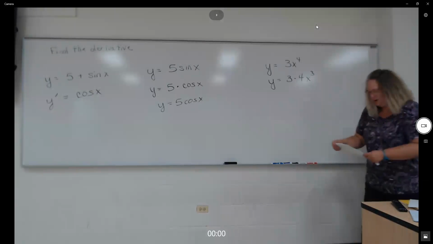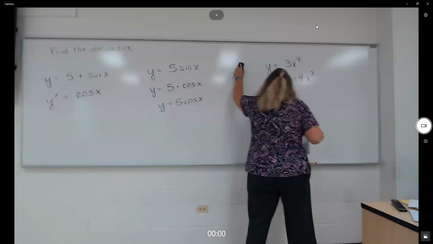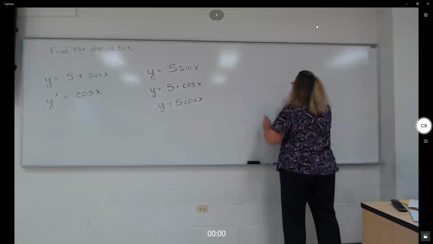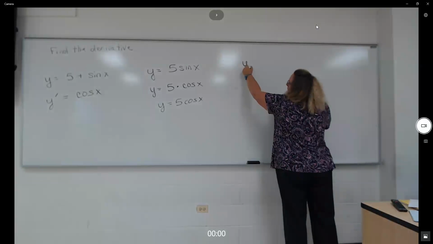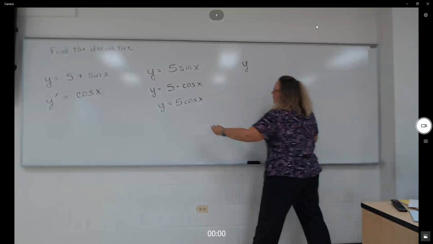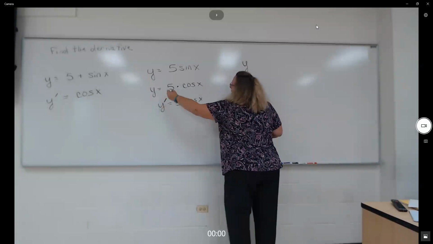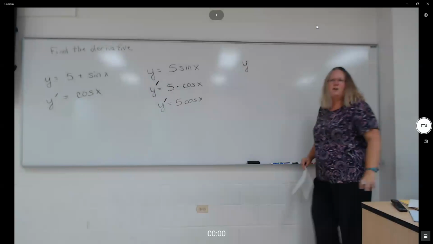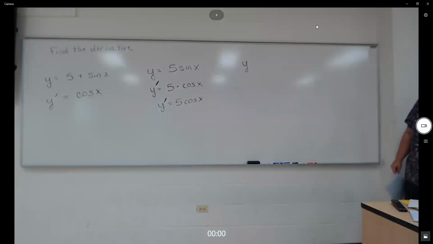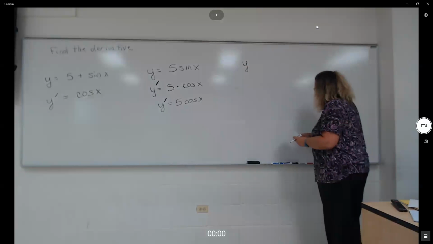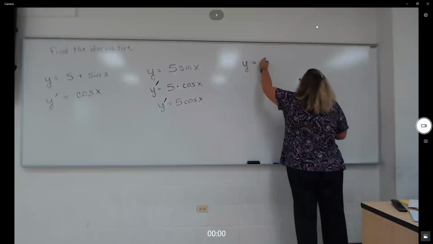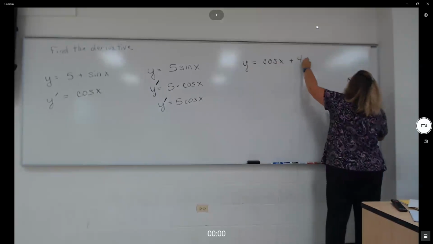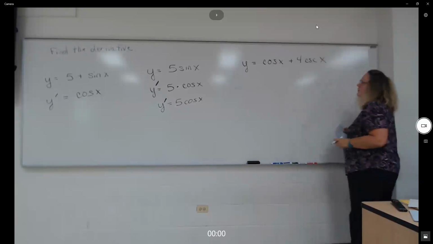All right, let's try y. I'm just going to mark this as a derivative. Even back here, let's mark this, guys. We've got to mark it correctly. Mark that as a derivative. Okay, y equals cosine of x plus 4 cosecant of x.